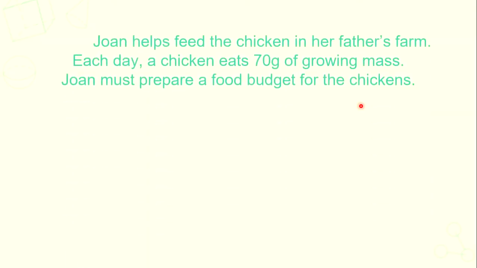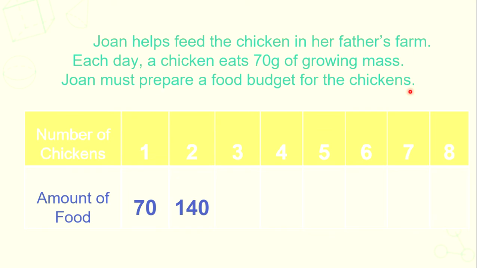Before we define the terms variable, constants, and algebraic expression, let us first observe this given problem. Joanne helps feed the chickens in her father's farm. Each day, a chicken eats 70 grams of growing mash. Joanne must prepare a food budget for the chickens. Here is an example of a food budget in the form of a table.